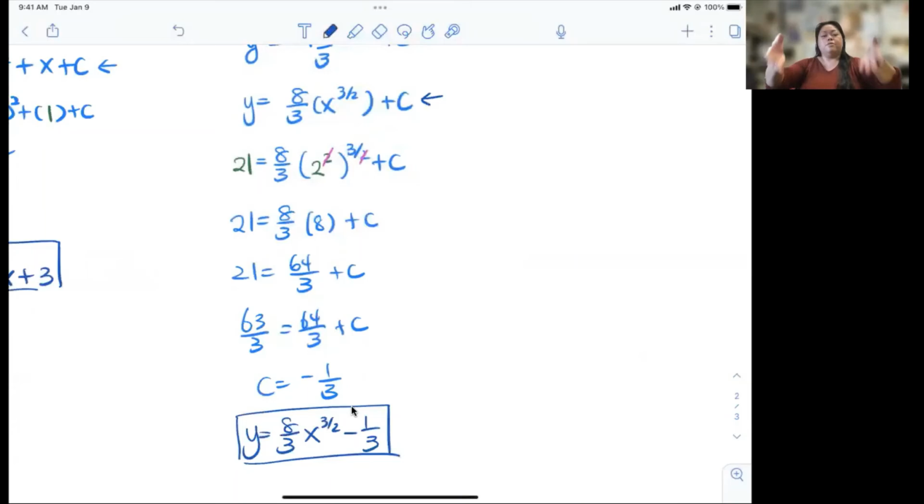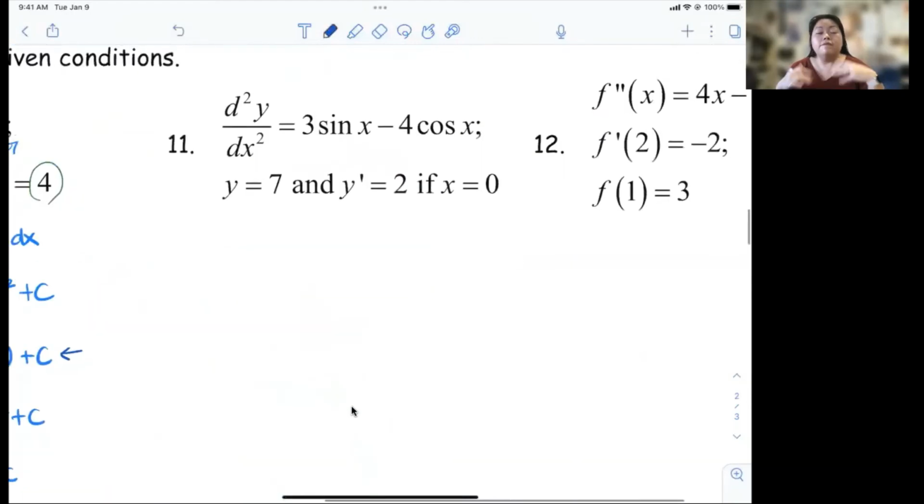So we have f prime. We went backwards one time to get our f function, our original function, right? What if you have f double prime? What if you have the second derivative? Well, then I will need 2 pieces of information, because then I can go one time backwards to get f prime and then go one more time backwards to get the original function.